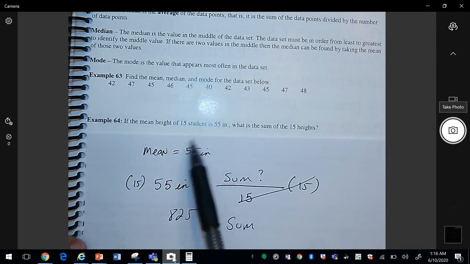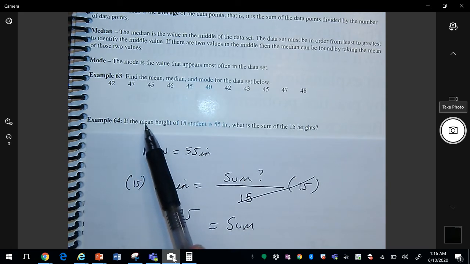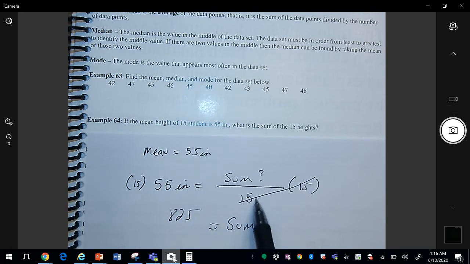Again, in this case, they tell you that the mean height of 15 students is 55 inches, so the 15 goes in the denominator, that's the total amount of people that we're discussing here. And then what is the sum? We multiply by 15 on both sides. 55 times 15 is 825.